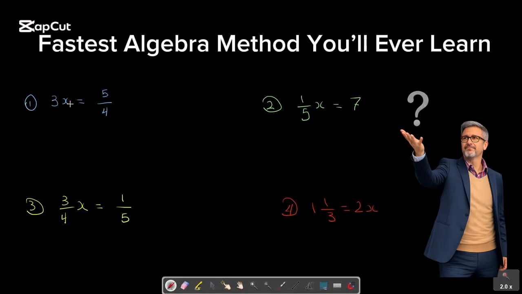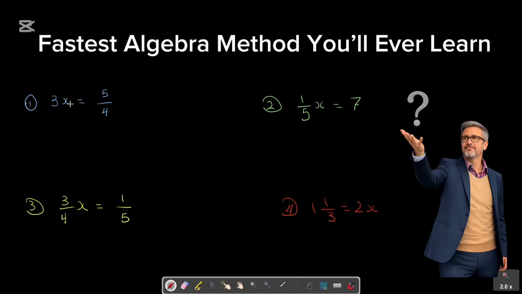Most students struggle with algebra, not because it's hard, but because they are taught the slow way. What if I told you you can solve these in seconds, almost like a game? And honestly, this method, they don't really show it like this in school. Let me show you how to play with algebra instead of fighting it.